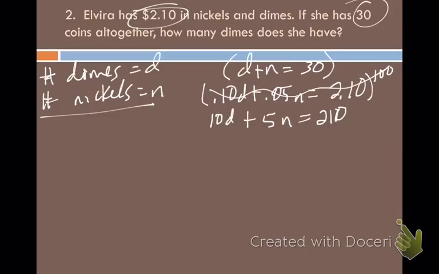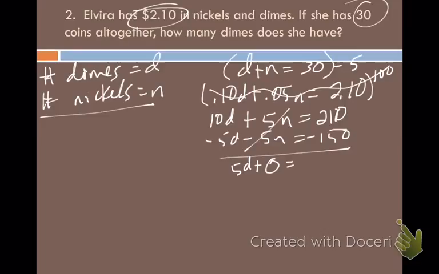So I'm going to multiply the top equation by -5 so that I can eliminate my n's. So negative 5 times d is negative 5d. We get negative 5n, and we get negative 150. Those add to 0. So I get 5d plus 0 equals 60. Divide by 5, and d is 12. Okay? So that means we had 12 dimes, apparently.